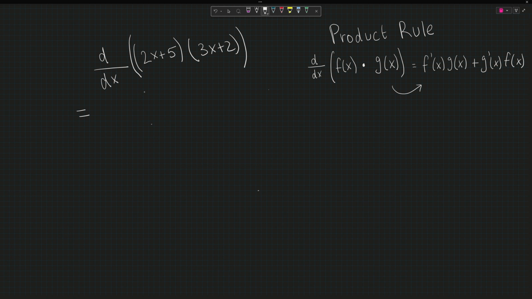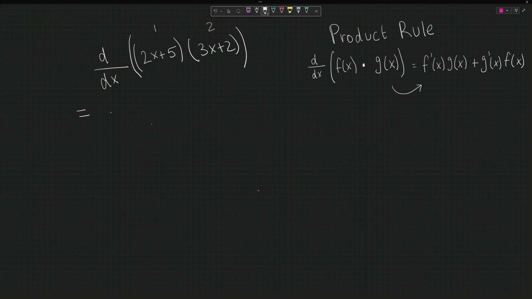Here I want to take the derivative of 2x plus 5 times 3x plus 2. So what I'm going to do is take the derivative of this, then add that to, multiply that with this, number 2. I'll take the derivative of number 1 and multiply that by number 2, and then do the exact opposite, take the derivative of number 2 and multiply that by number 1.